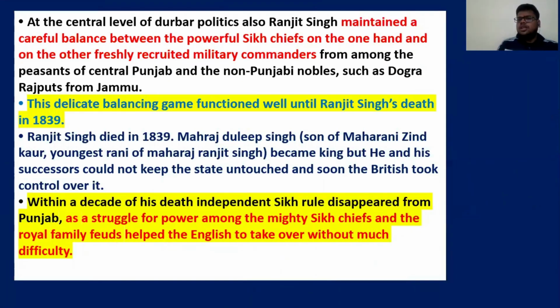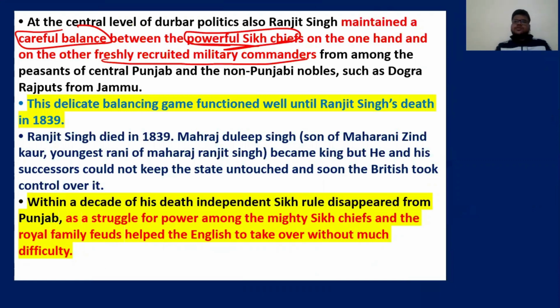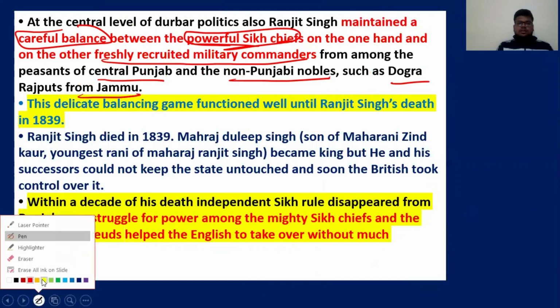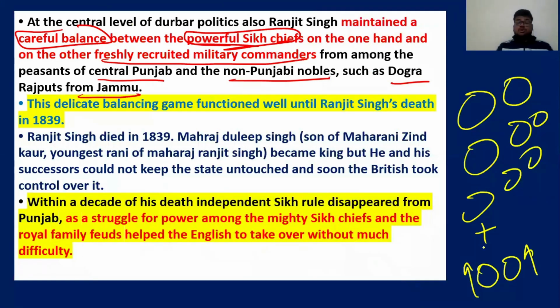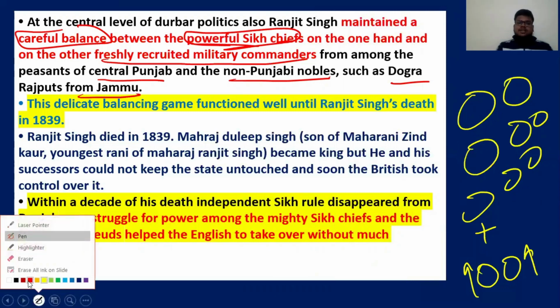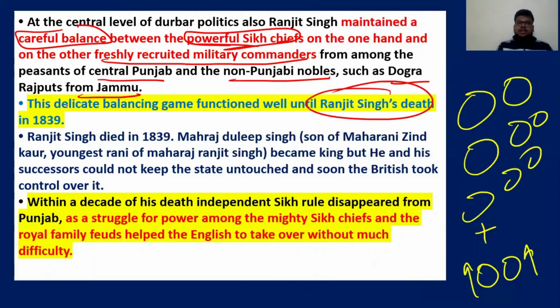Now, when Ranjit Singh ruled, he maintained a very careful balance between the powerful Sikh chiefs and the freshly recruited military commanders, because he recruited military commanders from many areas, for example, peasants of central Punjab and non-Punjabi nobles such as Dogra Rajputs from Jammu. So you have the earlier Sikh chiefs, the heads of the misls, as well as the new military leaders, like you can imagine the Hyder Alis of Tipu Sultan. Not here, obviously. Very strong military leaders. That delicate balancing was done by a very strong leader, Ranjit Singh. But when Ranjit Singh was gone in 1839, that was bound to create problems.